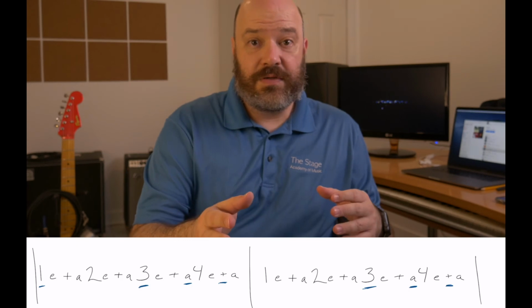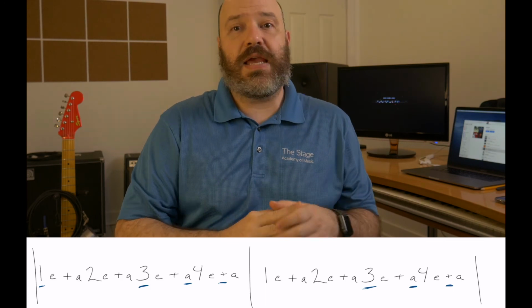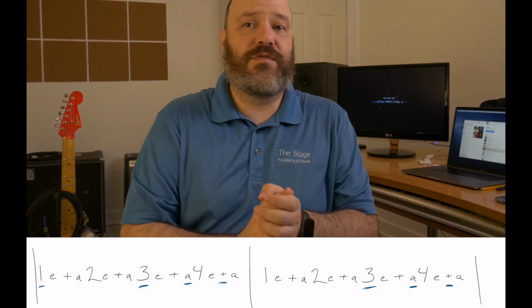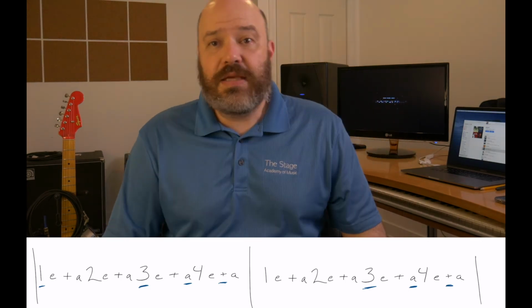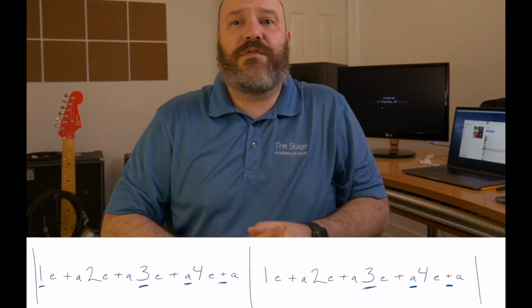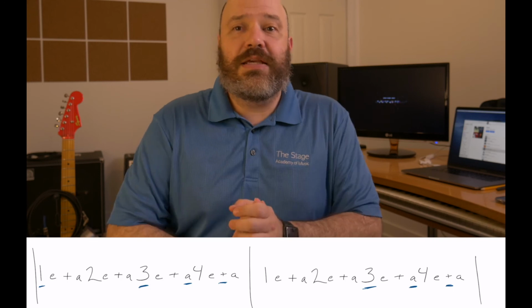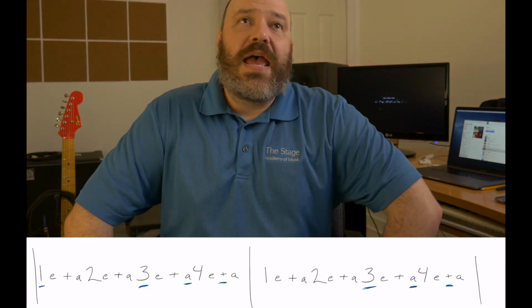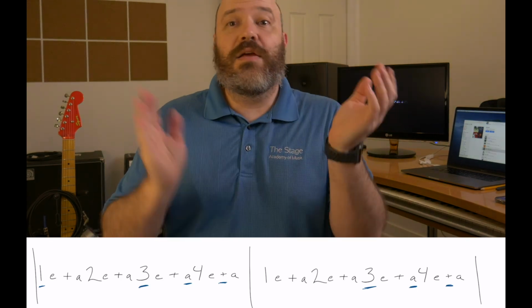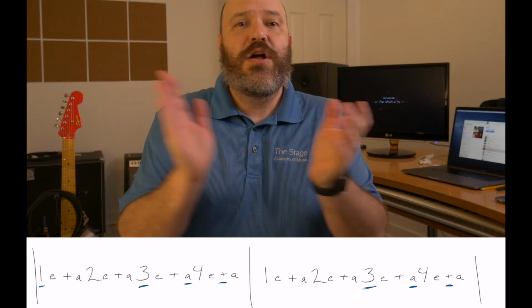We're going to count a lot slower. Okay? Ready? And 1 E and a 2 E and a 3 E and a 4 E and a 1 E and a 2 E and a 3 E and a 4 E. Faster. And 1 E and a 2 E and a 3 E and a 4 E and a 1 E and a 2 E and a 3 E and a 4 E and. Let's go faster.